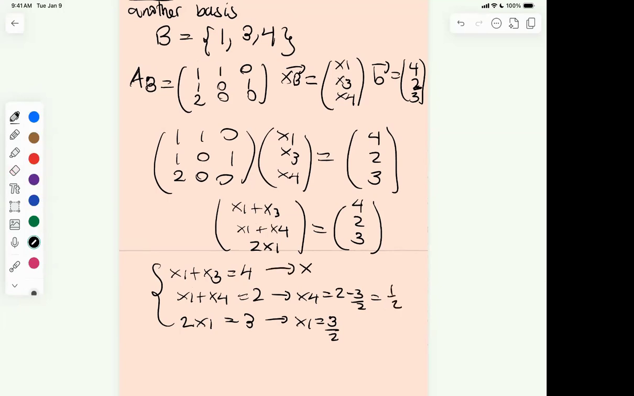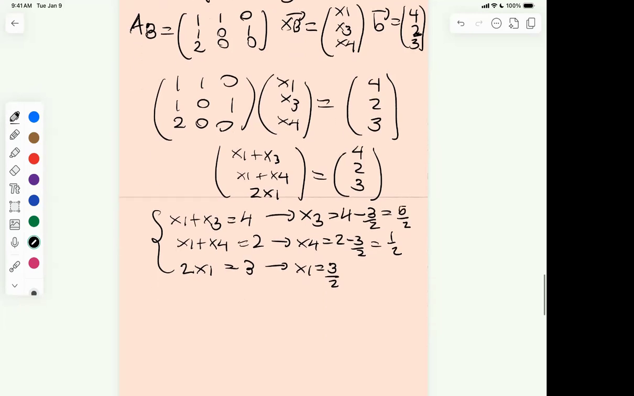And then this one would be 4 minus 3 halves, which is 8 minus 3, is 5 halves. Okay. So in this case, what are the basic variables? They were X1, X3, X4, right? Which would give you X1 was 3 halves, then X3 was 5 halves, and then X4 was 1 half.